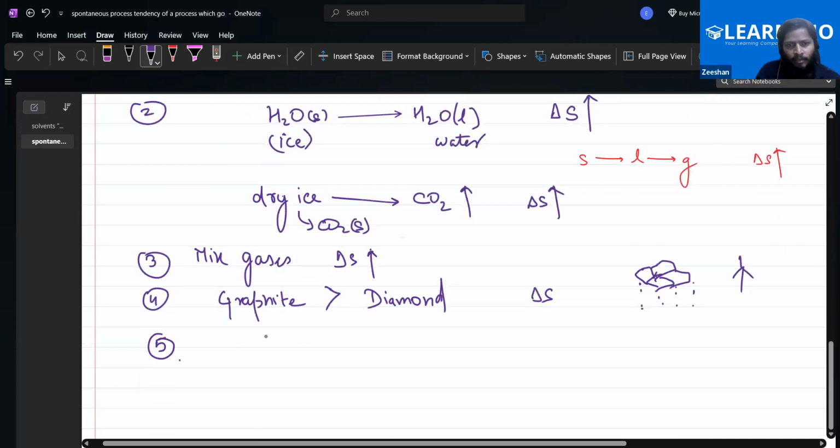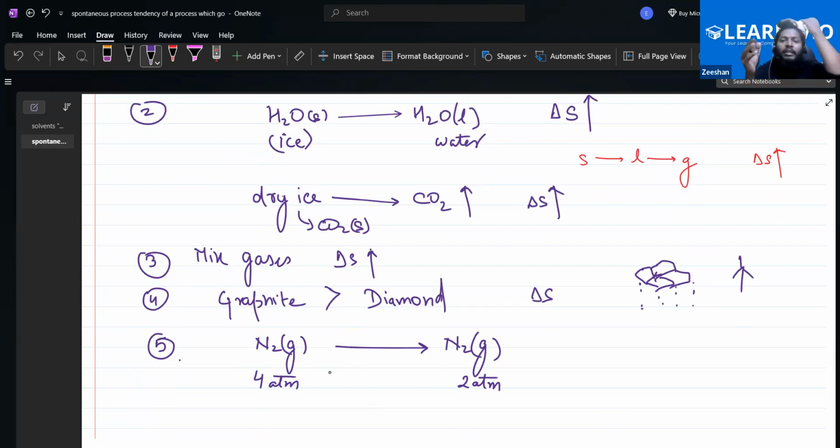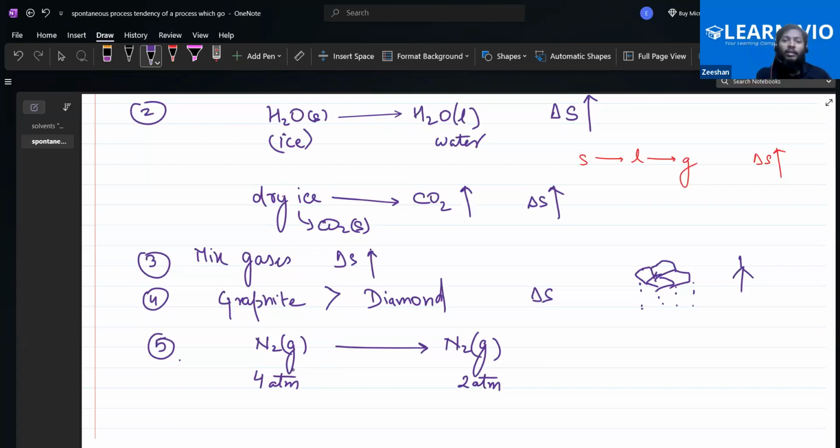So let's take an example. Like for example, we have nitrogen gas, and here also we have nitrogen gas. So where is the difference? We have taken this at 4 atm pressure, and we have taken this at 2 atm pressure. So in this process, we have decreased the pressure of the container in which nitrogen is present, right? Have you understood the question? The most important thing is to understand the question, then only you can understand the answer.